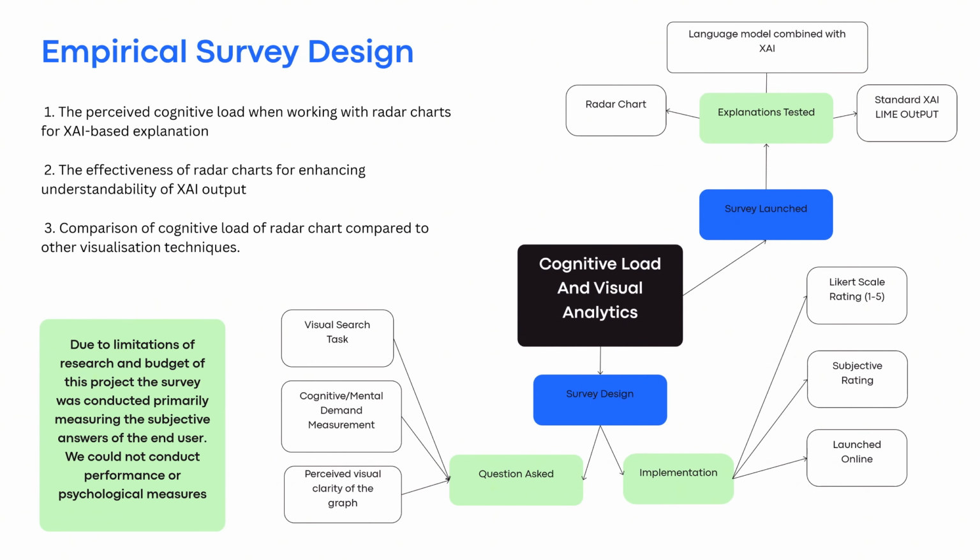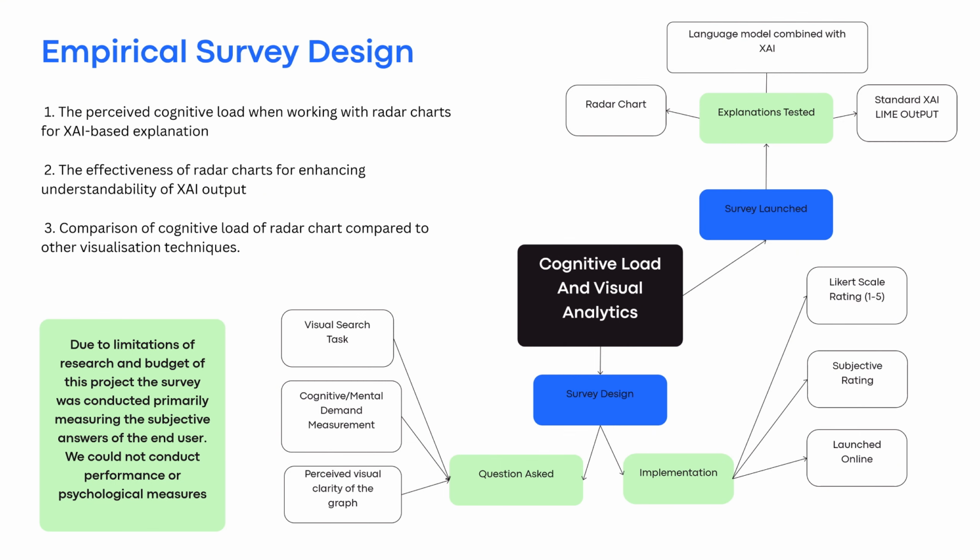In this slide, I'm going to talk more about the logic of my survey design. There are three main goals of my empirical survey. Firstly, to confirm my hypothesis that charts are a good solution to visualize the XAI output, and also to show the effectiveness of the chart for enhancing an individual's understanding, combined with how it compares with the other explanations that we launched. If you look at the flow diagram in the top right, we can see the three main surveys that were launched.